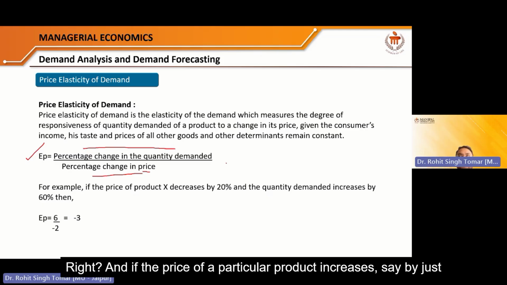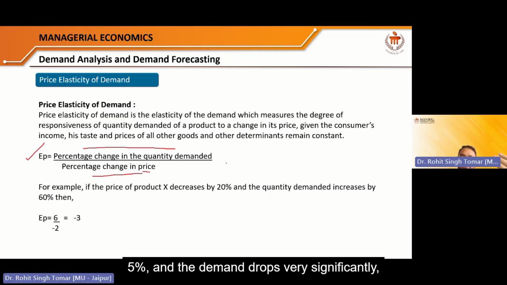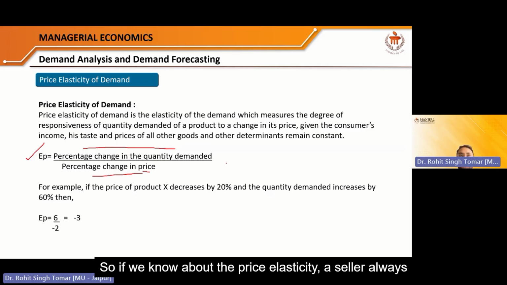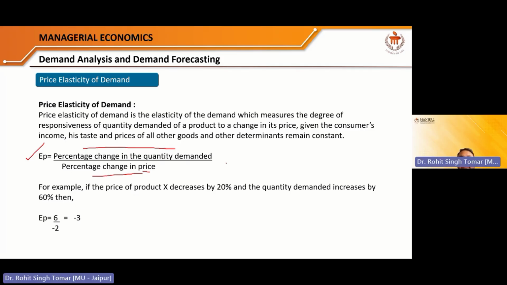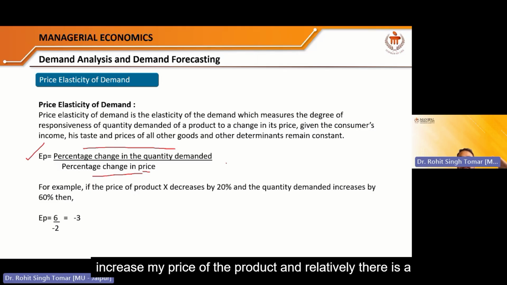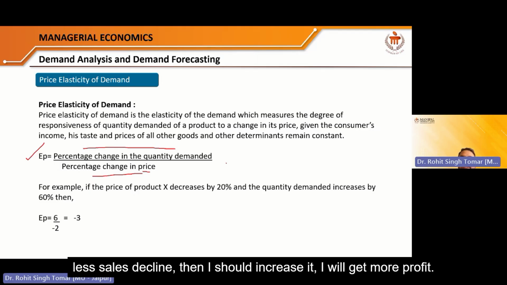And if the price of a particular product increases by just 5%, and the demand drops very significantly, say it is an unimportant item for the people, then the elasticity will be very high and the seller should not increase the price. So if we know about the price elasticity, a seller always knows whether I should increase the price of my product or not, because if I increase the price of the product and there is relatively less sales decline, then I should increase it, I will get more profit.